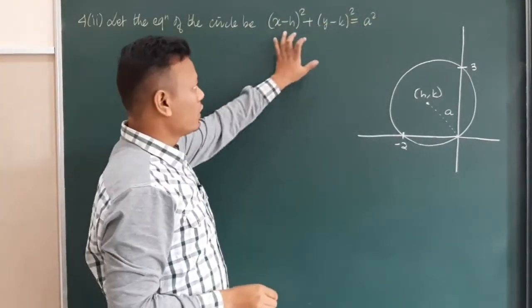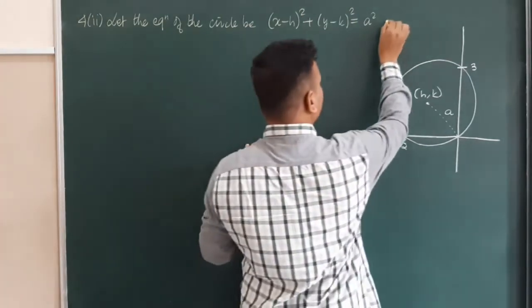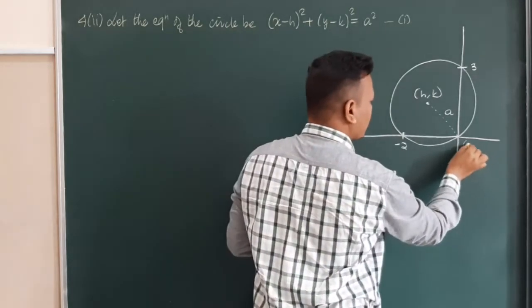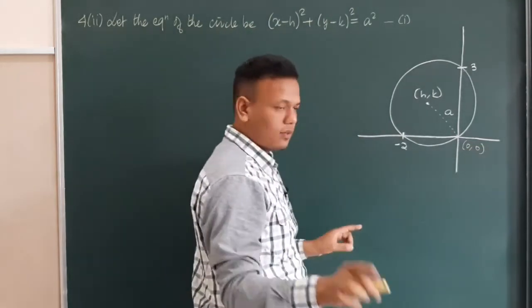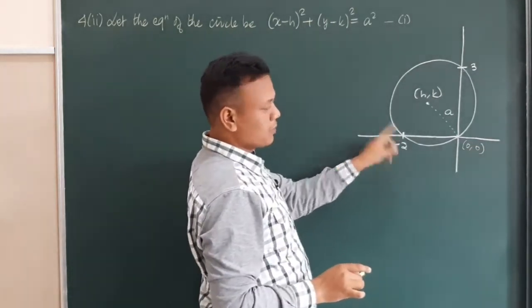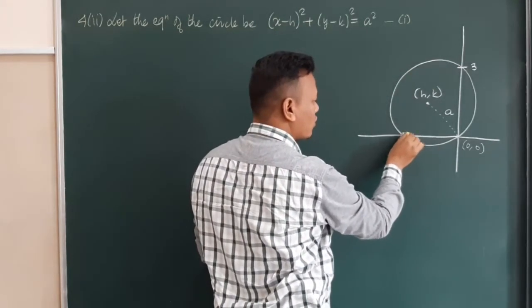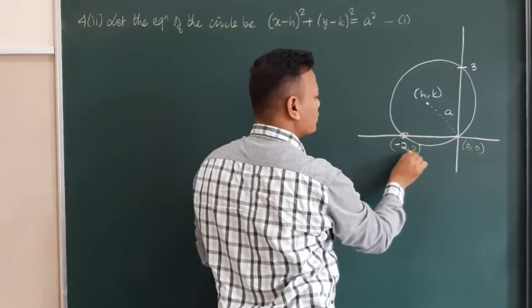Okay, so see here carefully, let me call this equation 1. Now the circle passes through the origin, that is 0 comma 0. Yes, and the x-intercept is minus 2. That means this circle passes through this point, and what is the coordinate of this point? This is minus 2 comma 0, isn't it?